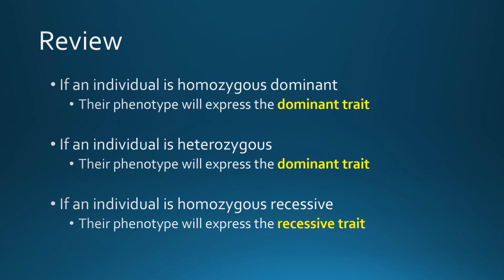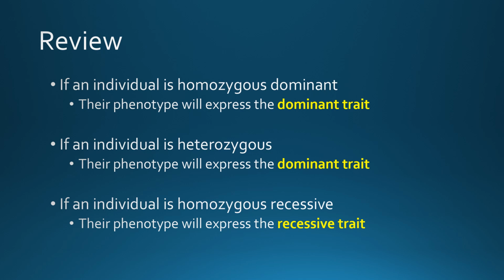Therefore, if an individual is homozygous dominant, they will express the dominant trait because they have the dominant trait for both of their alleles. If an individual is heterozygous, their phenotype will also express the dominant trait. And if an individual is homozygous recessive, their phenotype will express the recessive trait, right?